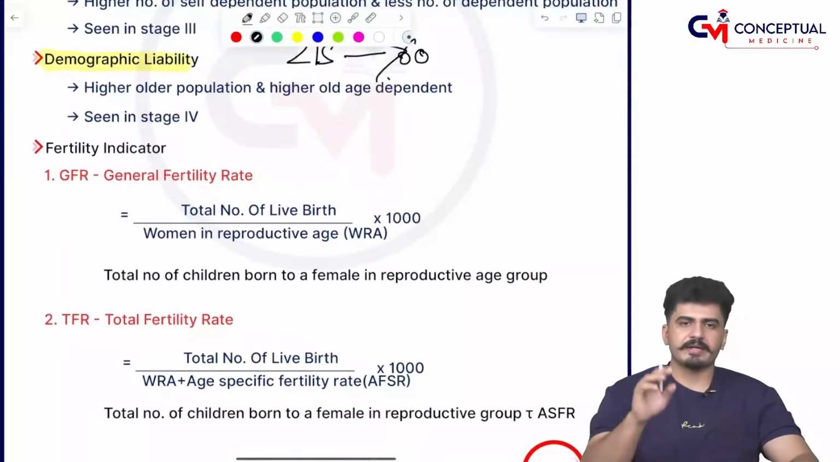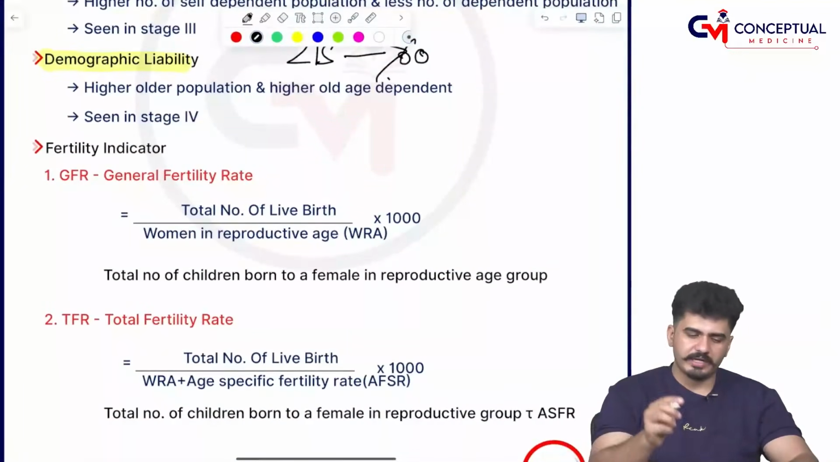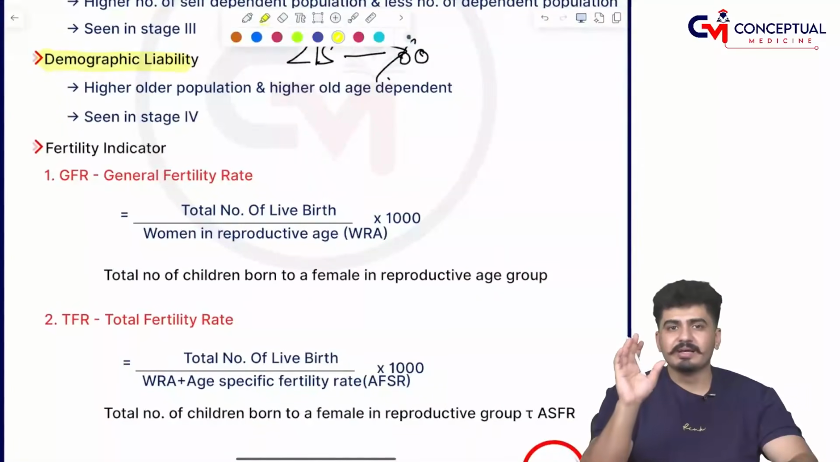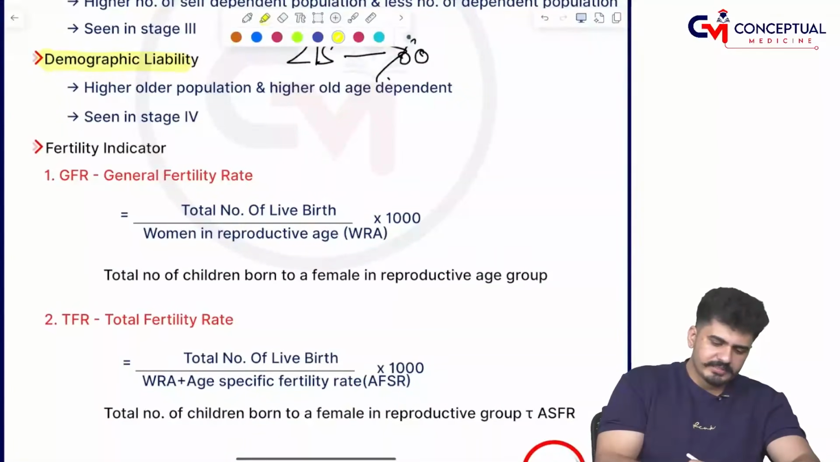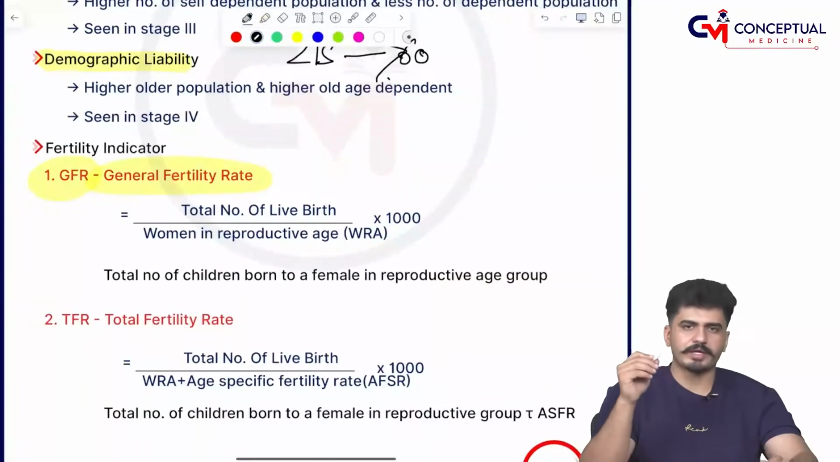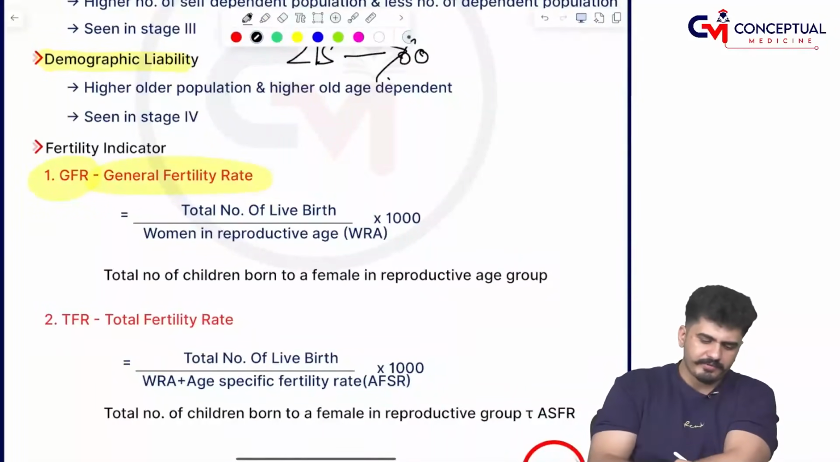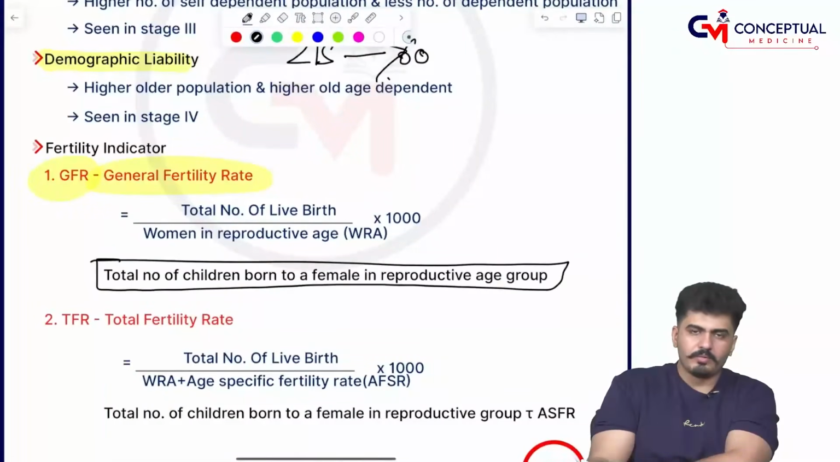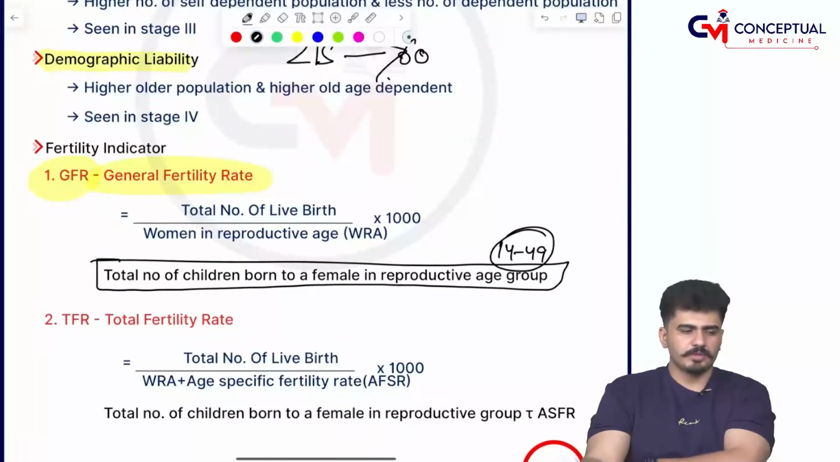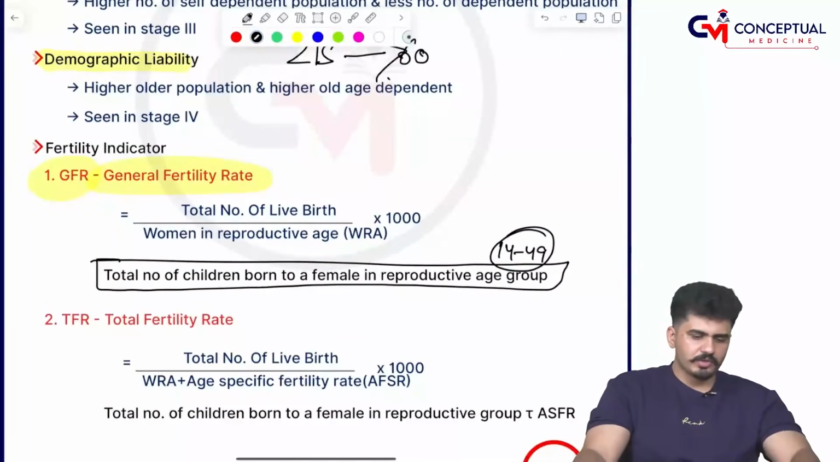Now fertility indicators, 4 formulas I'm going to teach right now, and these formulas are equally important for the exam. What is GFR? GFR stands for general fertility rate. How are you going to calculate it? Each is connected to the other one. Sir, what is this GFR? It is the total number of children born to a female in the reproductive age group. Now, what is the reproductive age group? 14 to 49 years. Okay. Now, this is the reproductive age group, my dear friends.